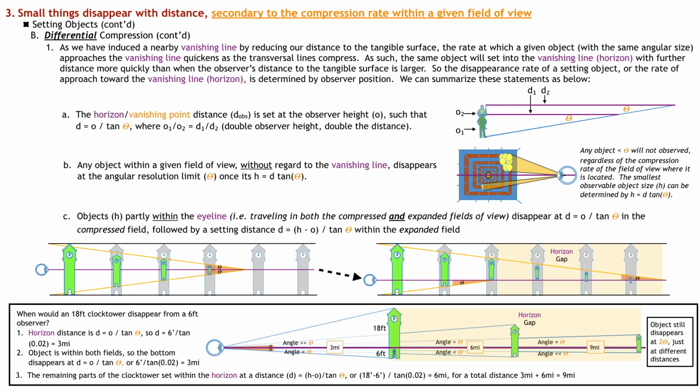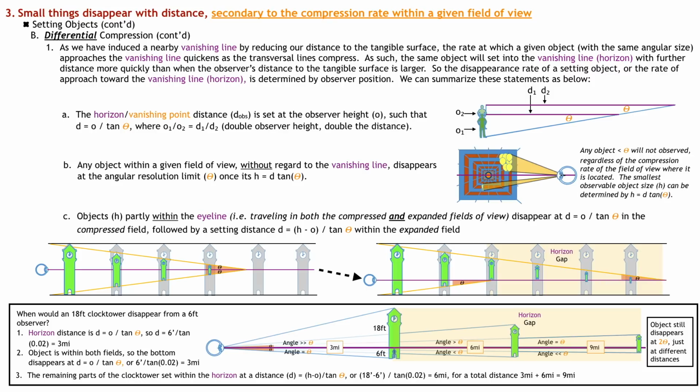So the horizon or vanishing point distance, d, is set by the observer height O, such that d equals O divided by tangent theta, where again observer height determines the distance that is seen, or O1 over O2 equals d1 over d2. That's represented in those similar triangles. If I raise my eye height, I look farther, because theta is still the vanishing point or vanishing line. So that's part A: how far can I see? All right, that's step one.